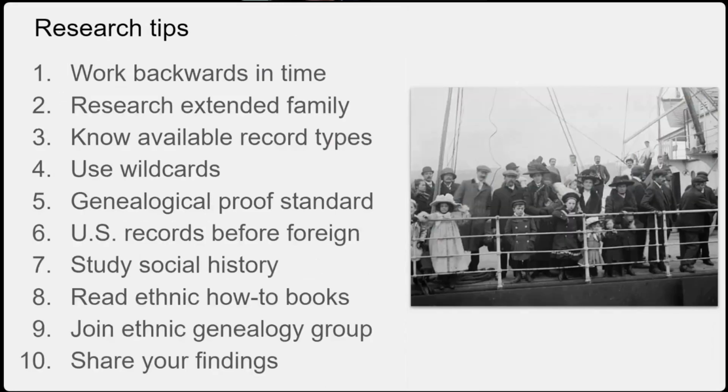Most of these research tips apply to any type of genealogy research. Work backwards in time, concentrating on 1 to 2 family lines at a time so you will understand each family group in more depth. Research extended family, friends, and neighbors because people have always lived in groups. The record of one member of the group may tell you something about another group member. Wildcards are symbols used in place of unknown letters in a word when you are searching genealogy databases and don't know an exact spelling. Use the 5-element genealogical proof standard.